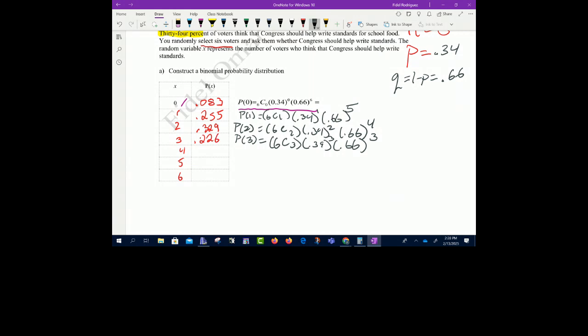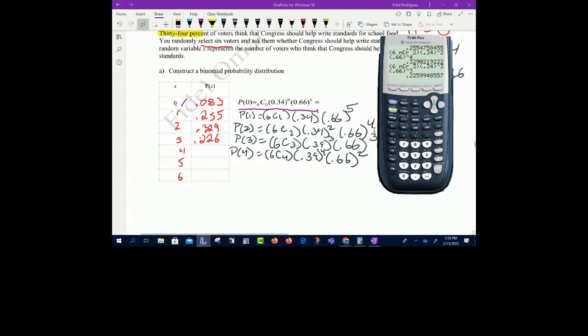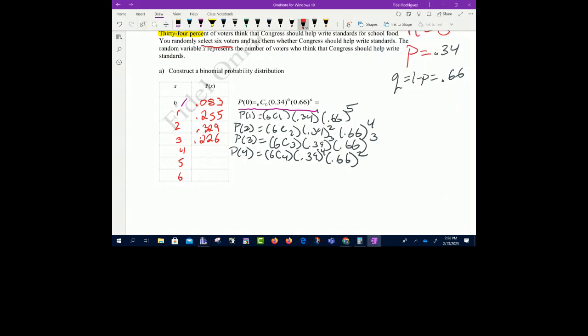Okay. And again, y'all, I'm going to do the same thing for 4. So 6 choose 4. 0.34 to the fourth. 0.66 squared. And let's do that. 4, 4, and 2. Okay, and 0.087.